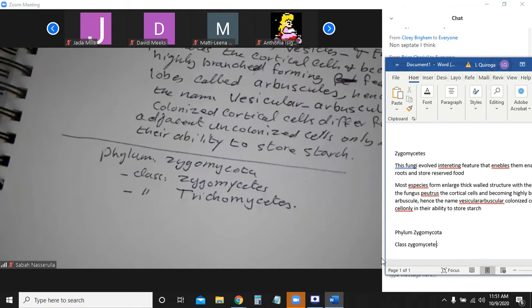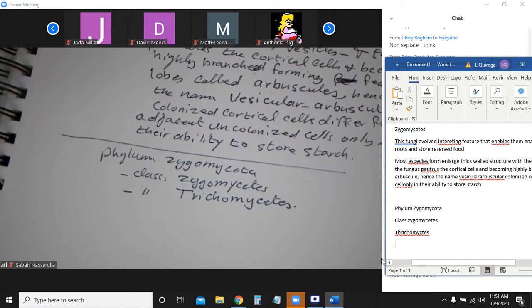Now, this group is a very large group of fungi, but because they are not economically important, they don't cause much disease, you find less interest in them. Most of them live within the arthropods and live like commensals with them. So there is no harm, and that's why I mention this point here.